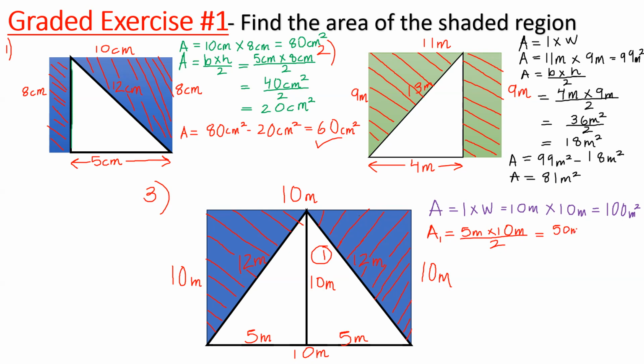Meters squared. Divided by what? 2, which is going to be what? 25 meters squared. So the only thing we have to do now is subtract, right? Yes, sir. So we have to subtract what? 125, is that correct? Is that how we do it?